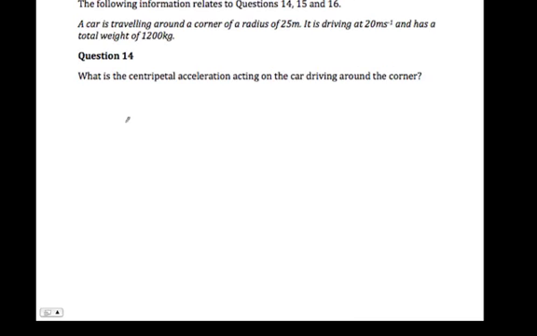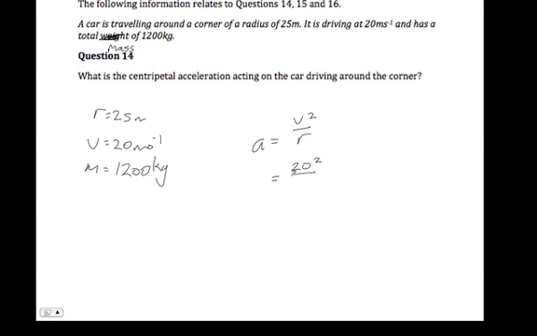Car's travelling around a corner of a radius of 25 metres, driving at 20 metres per second, and has a total weight of, I think that should probably read mass. Well, it's in kilograms, so it definitely should. There's another mistake in here. What's the centripetal acceleration acting on the car driving around the corner? Centripetal acceleration is equal to v squared over r, and therefore that is 20 squared over 25, which is 400 divided by 25, which is 16 metres per second squared. Done.